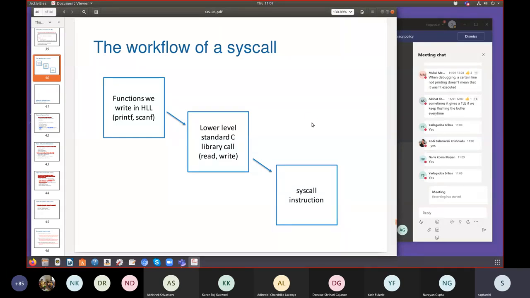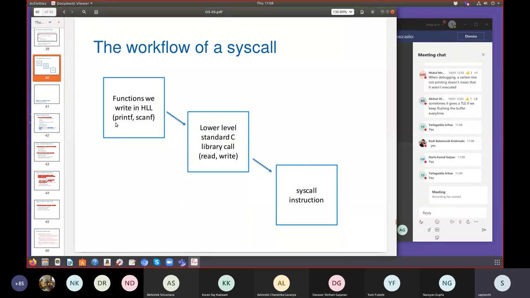However, towards the end of yesterday's class, we also discussed that when we write programs in a high-level language like C, we do not have to worry about all these details like a syscall instruction, whether it will access some registers or the IVT or something like that. The operating system is hiding all those details from us.